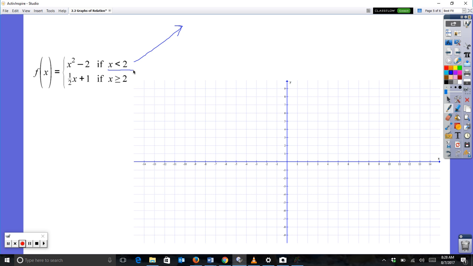So if I'm making a table of values, all I do is I can only plug in numbers that are less than 2, like 1. So if I put 1 in, I get -1. If I put 0 in, I get -2. If I put -1 in, I also get -1. And we know that that's a parabola. So we've got 1, -1, 0, -2, -1, -1. And on the left side there, we're getting a parabola that's curving up like this. But notice I'm only graphing part of the parabola.